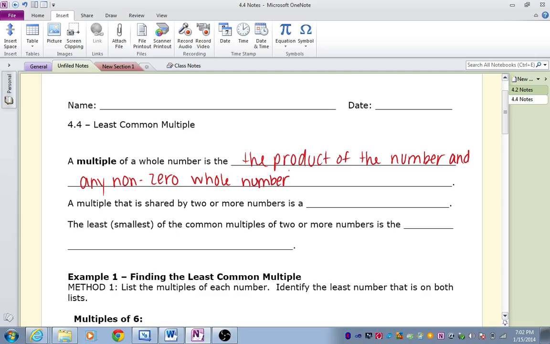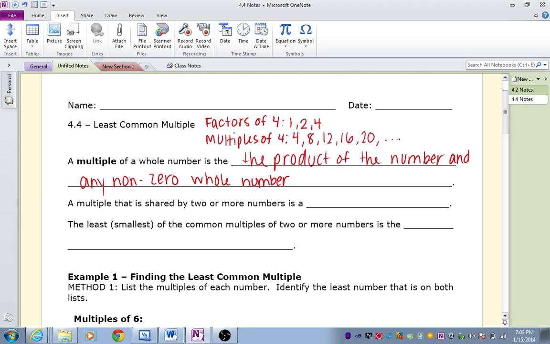So we need to know the difference between a factor and a multiple, because people often confuse the two. So let's look at factors of 4. Remember, a factor is a number that divides evenly into the number. So the numbers that divide evenly into 4 are 1, 2, and 4. If we want to find multiples of 4, we would take 4 and start multiplying it. So 4 times 1 would be 4, 4 times 2 is 8, 4 times 3 is 12, and it's kind of like we're skip counting by 4s.